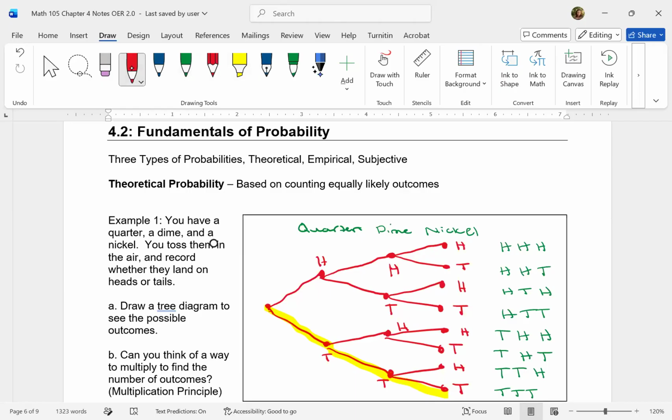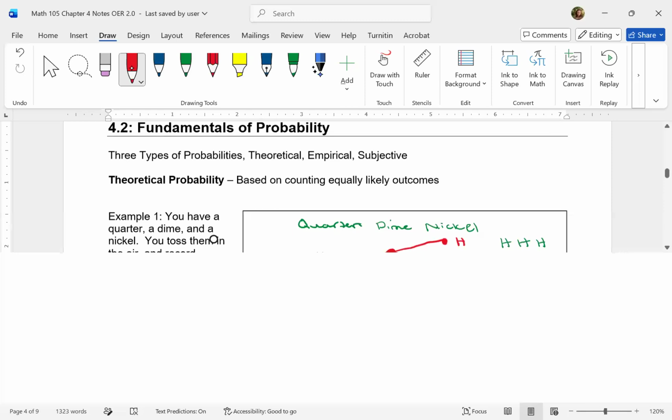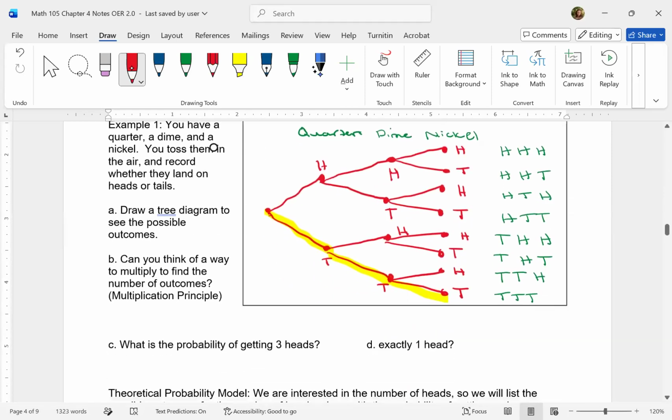Okay, so the next question, part B, asks: can you think of a way to find the number of outcomes? So how many outcomes did we end up with? Well, if I count them off, I have 1, 2, 3, 4, 5, 6, 7, 8 possible outcomes.